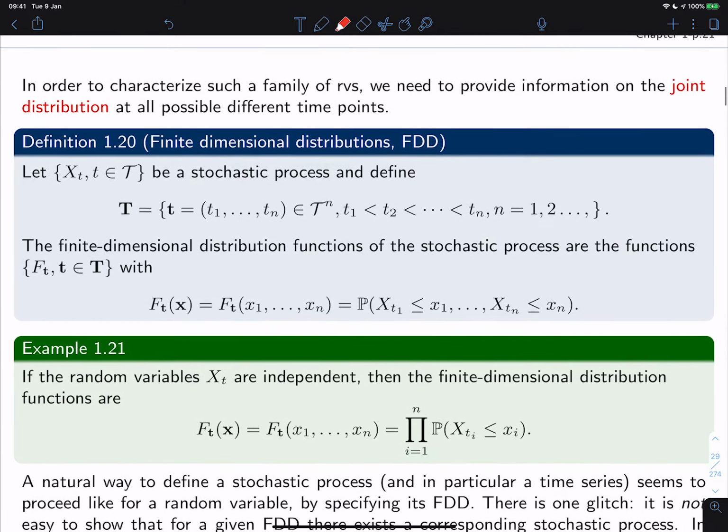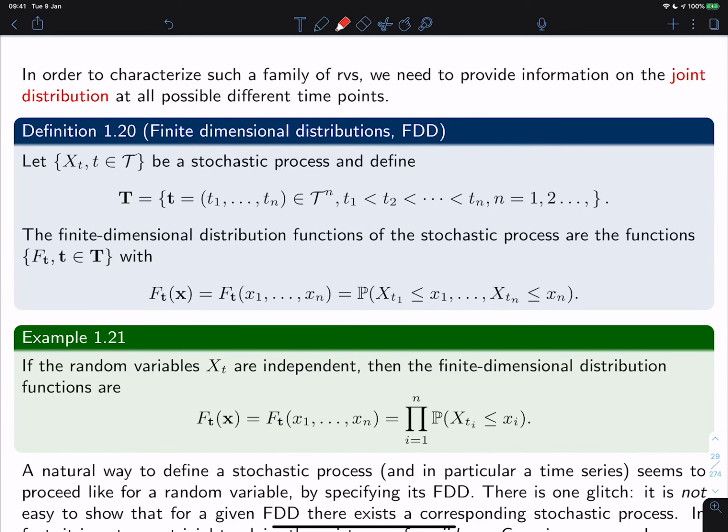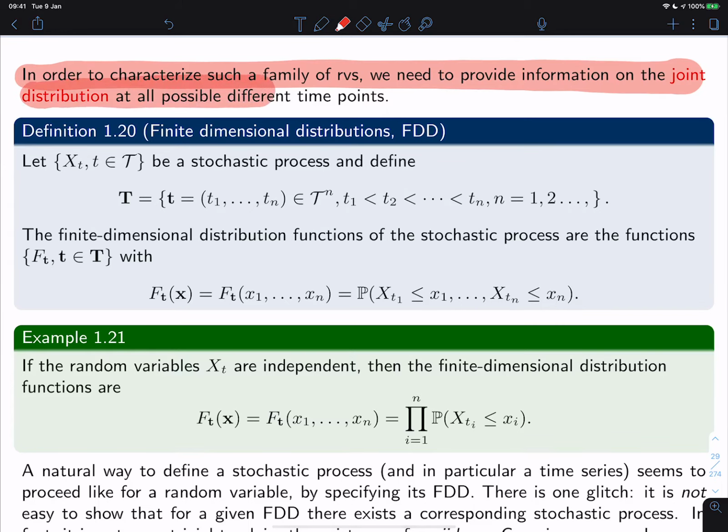And for this, we need the following definition. We need the distribution of all the possible joint distributions at the same time. And that has a name. It's called the finite dimensional distribution, the FDD. So it's the equivalent for processes of the CDF for variables.